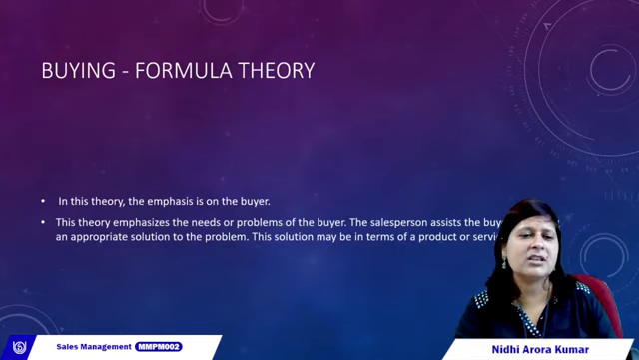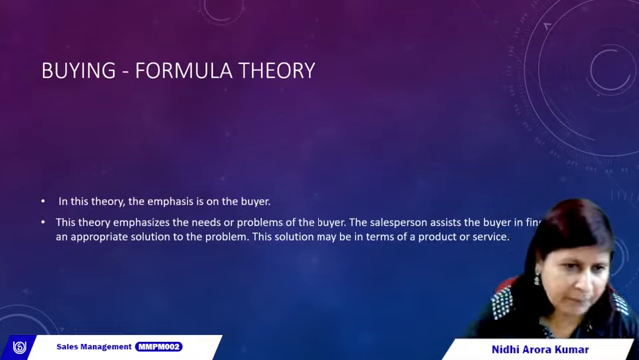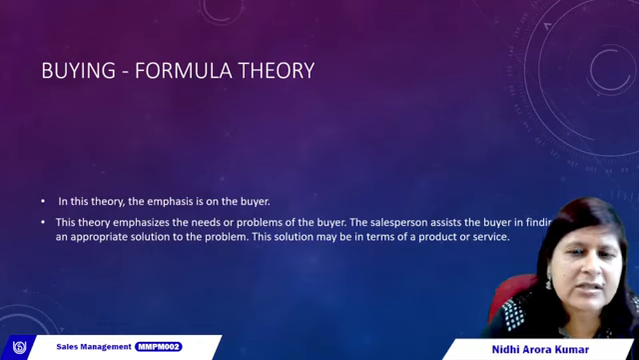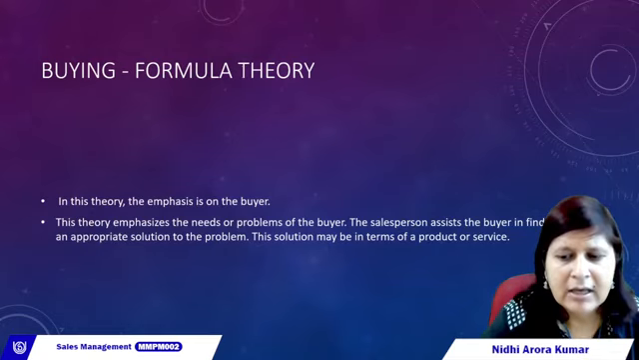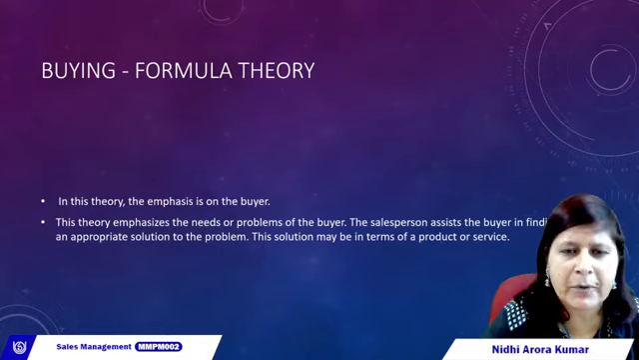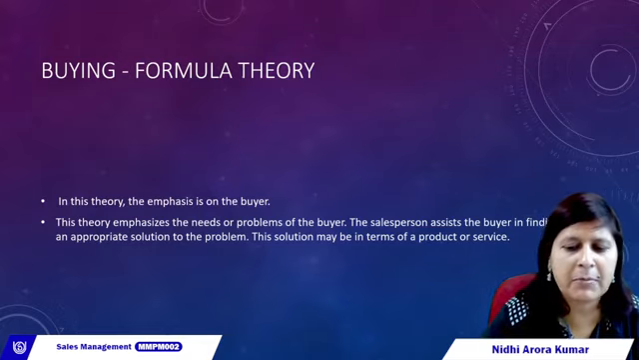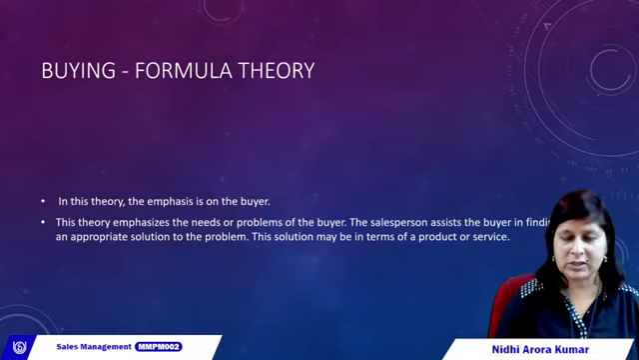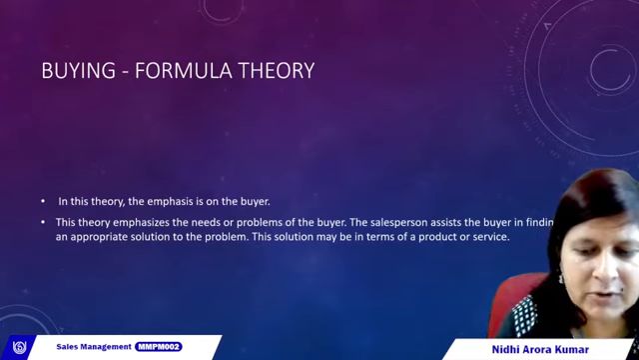Next is buying formula theory. What is this buying formula theory? In this theory, the emphasis is on the buyer. This theory emphasizes the needs or the problems of the buyer. The salesperson assists the buyer in finding an appropriate solution to the problem, and this solution may be in terms of products or services. Buying formula theory emphasizes the buyer and the problems of the buyer.